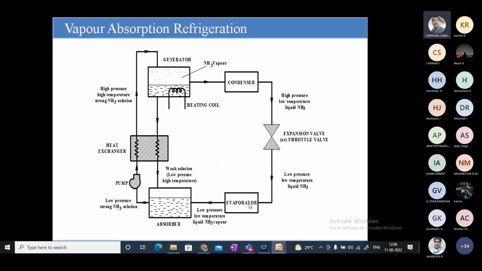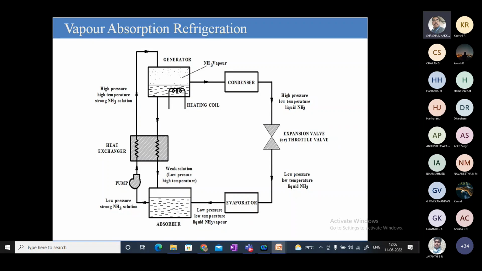Due to this, what happens? This refrigerant will become vapor. So the refrigerant which is coming out of the evaporator will be at low temperature, low pressure, vapor refrigerant.